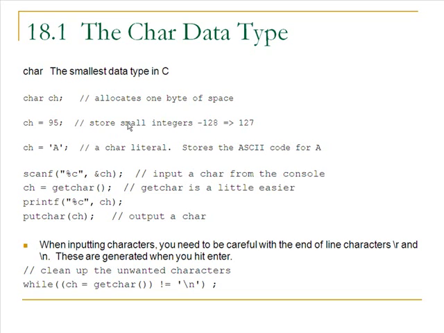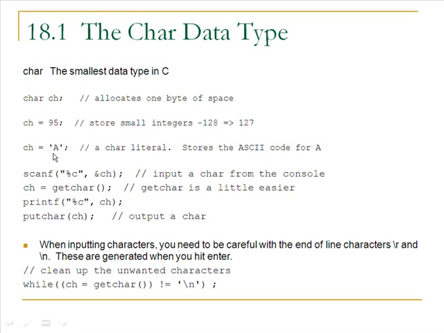That means that you can have negative and positive values in a char variable, and the range of values you can store is negative 128 to positive 127. If this were an unsigned char, the range of values would be from 0 to 255, which is the range of values you can store in 1 byte of space.